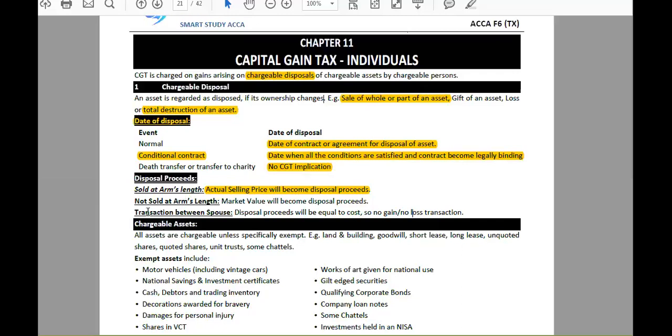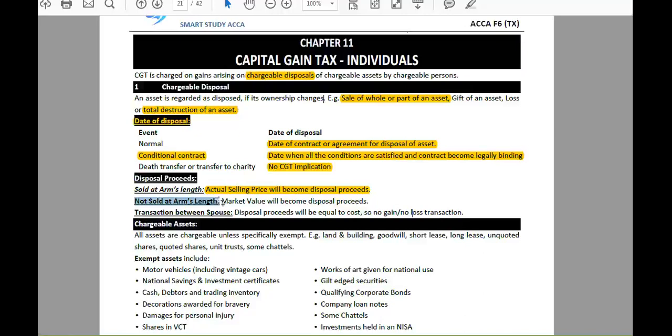Okay, so the next one, not sold at arm's length. If we have not sold an asset at market value, this is the example of gift. In case of gifts, we have not sold an asset at market value. So if we have not sold an asset at market value, in these situations, what would be the selling price? Friends, please keep in mind, there are two types of gifts.